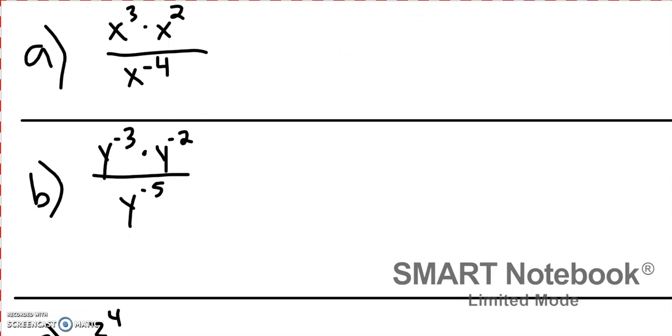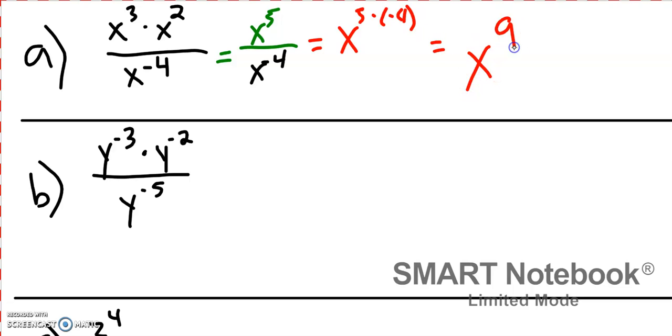So for A, I have x to the third times x squared over x to the negative fourth. We're going to simplify the numerator first. We have x to the 5th over x to the negative 4th. Now we apply the quotient property, and this is a great time to use my trick, where I have x to the 5th in the numerator and x to the negative 4th in the denominator. 5 is bigger than negative 4, so x is going to be in my numerator, it's going to be 5 minus negative 4, and I get x to the 9th.